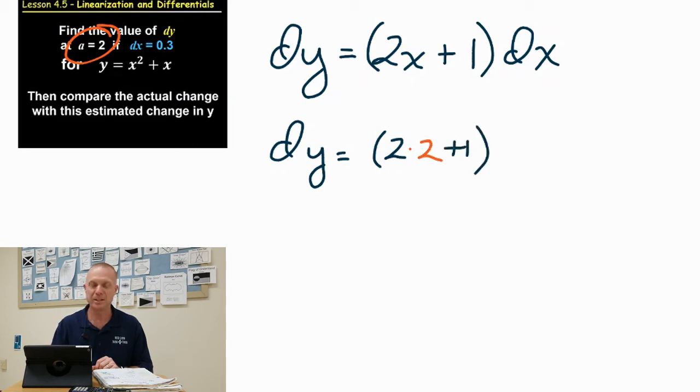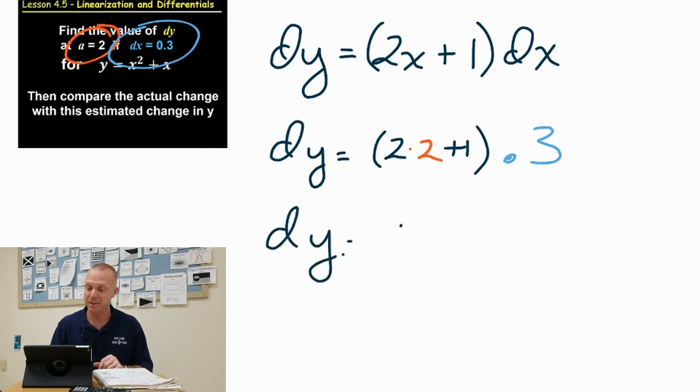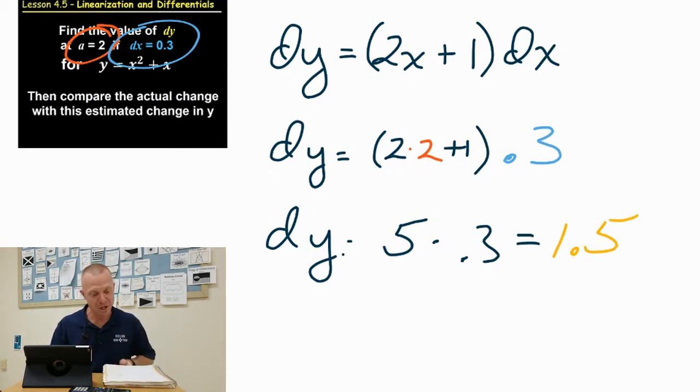It also estimates change when I plug in the change in x. So we plug in 0.3 for dx. This problem is supposed to be a little bit easier. It doesn't have quite a complicated derivative. In fact, it just ends up being 5 times 0.3, which is really 15 with the decimal moved one place, otherwise known as 1.5. Okay, so 1.5 is our estimated change.